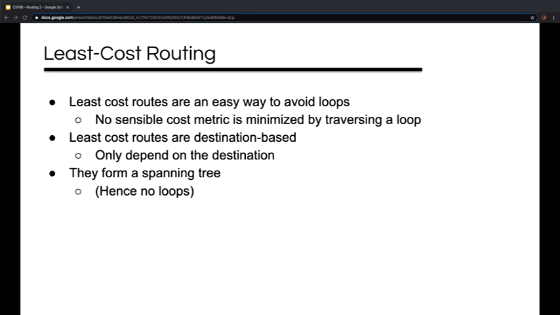Least cost routes are also destination based, right? All you need to know to follow a least cost path is the destination. And they form a spanning tree, which implies that they have no loops. But we sort of looked at this concept of these delivery trees that were related to spanning trees last time.